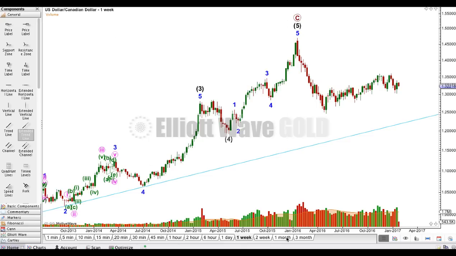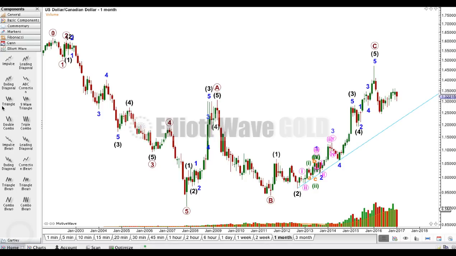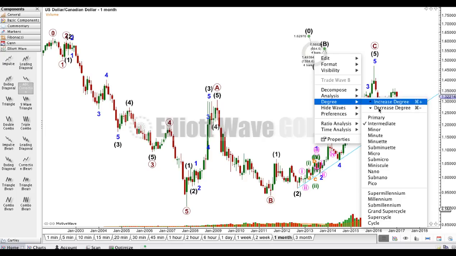Oh, before we do that, putting that in a bigger context, if that's a 5 down and that's a 3 up, this is either 1, 2, and there'll be a third wave down when the 3 up is complete, or it'll be A, B, C. So a third wave or a C wave down. Let's put the bigger picture there. Let's assume it's probably an ABC correction. It's cycle degree.